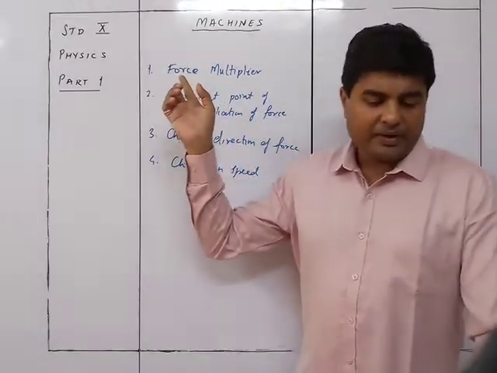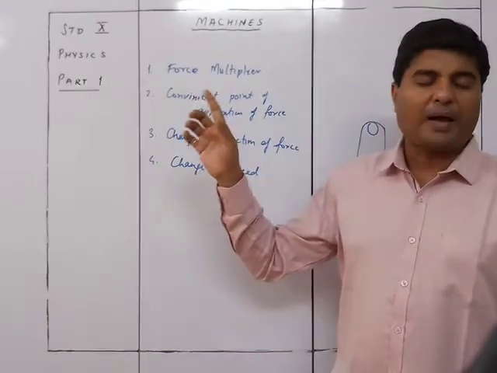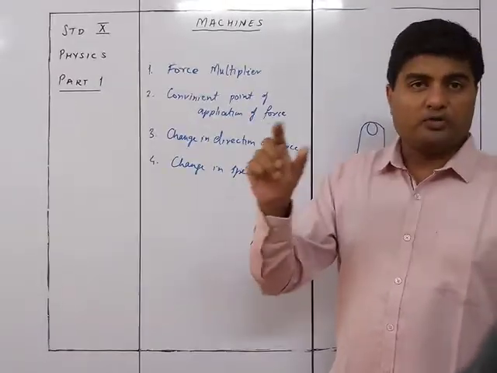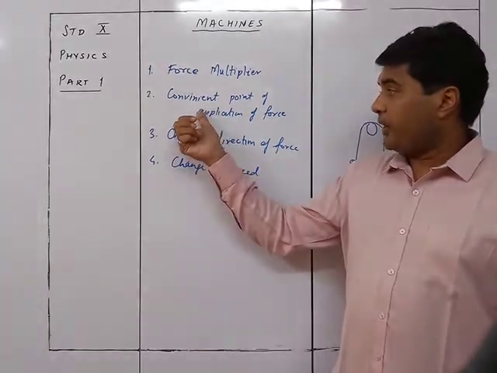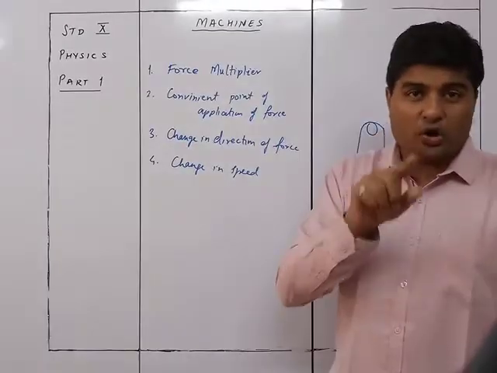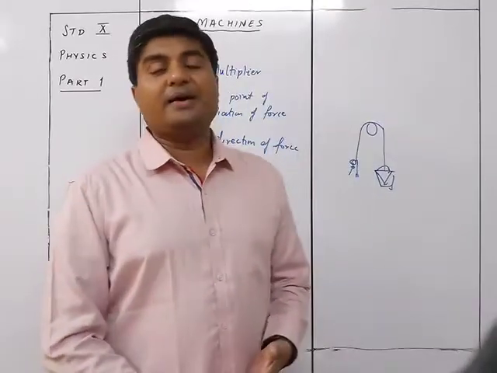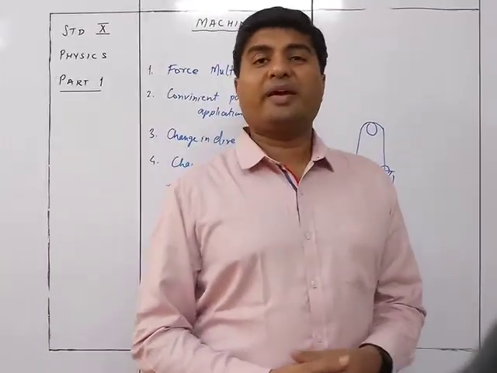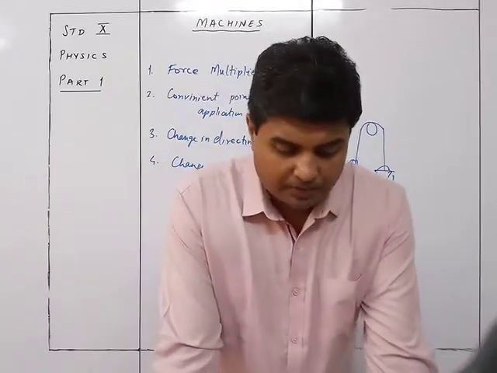that either overcomes a large resistive force by applying some small effort or a small force at a convenient point in a desired direction, or, okay, there is an "or" over there, by which we can obtain a gain in speed. So this is the definition of the machine.